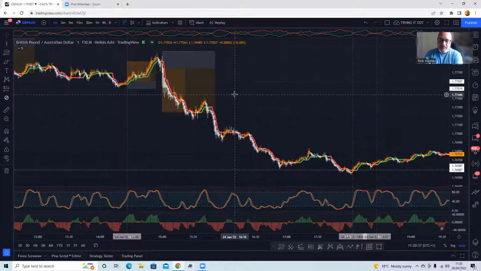But using simple processes like this, you can trade for yourself, and you don't need to have huge amounts of money to trade. I know there's people out there saying, oh, you need $1,000 or whatever it is to make it worthwhile.